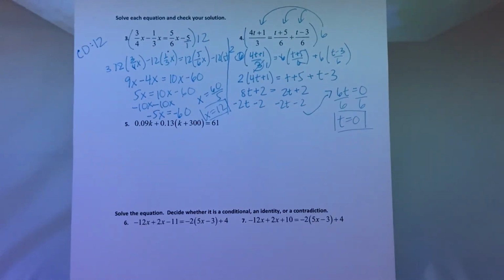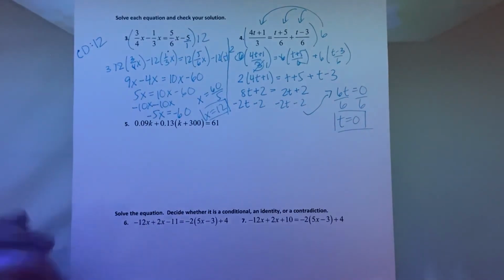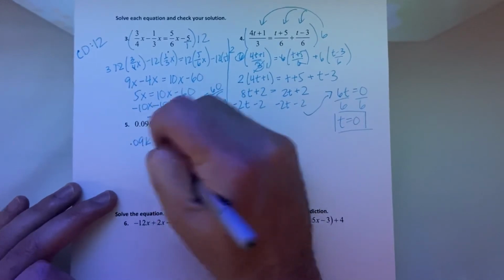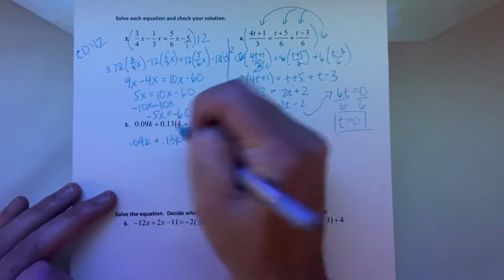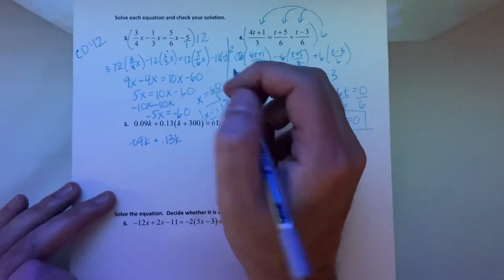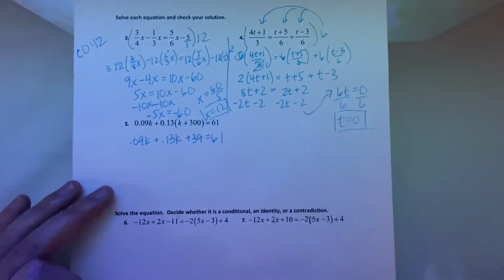Okay, and lastly, number 5: 0.09k plus 0.13 times (k plus 300) equals 61. My suggestion to you is possibly to distribute first. So we get 0.09k, distribute the 0.13, plus 0.13k. You may have to multiply this out on the right. I will tell you that 0.13 times 300 is plus 39 equals 61.